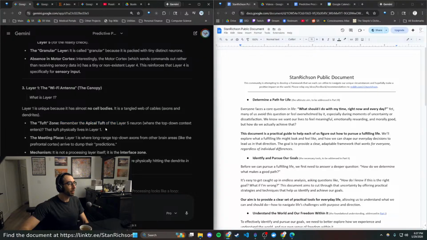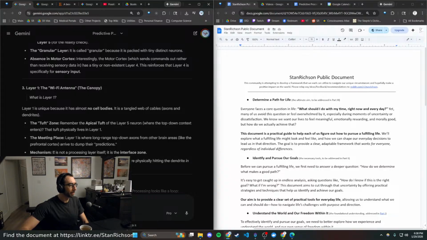Remember the apical tuft of the layer 5 neuron, where the top-down context enters? That tuft physically lives in layer 1. The meeting place. Layer 1 is where long-range top-down axons from other brain areas, like the prefrontal cortex, arrive to dump their predictions.